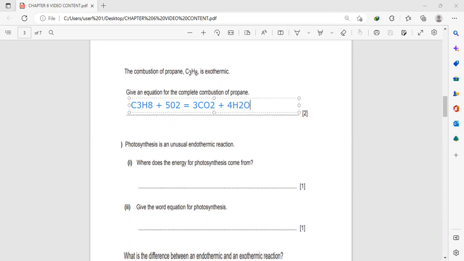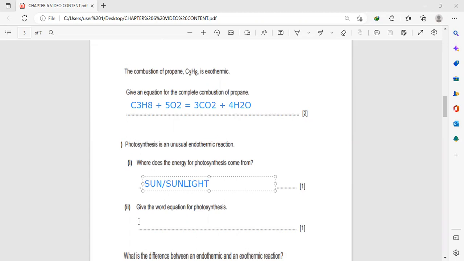Next one, photosynthesis is an unusual endothermic reaction. Where does the energy come from? Answer, sun, or you can write sunlight. Give the word equation for photosynthesis.